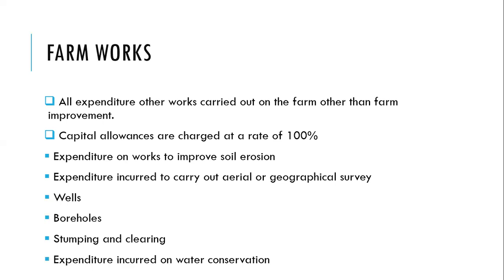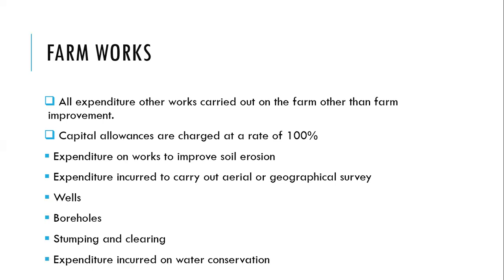Then expenditure on works to prevent soil erosion. Those works that we put in so that we prevent soil erosion are also charged at 100% of the cost. Then wells, we dig a well on the farm, that's capital allowance as well, at 100%, which is farm works. Then boreholes, stumping and clearing, which is just what I explained, clearing land before you cultivate. Then expenditure on water conservation, also these are farm works. Then these are charged at 100%.